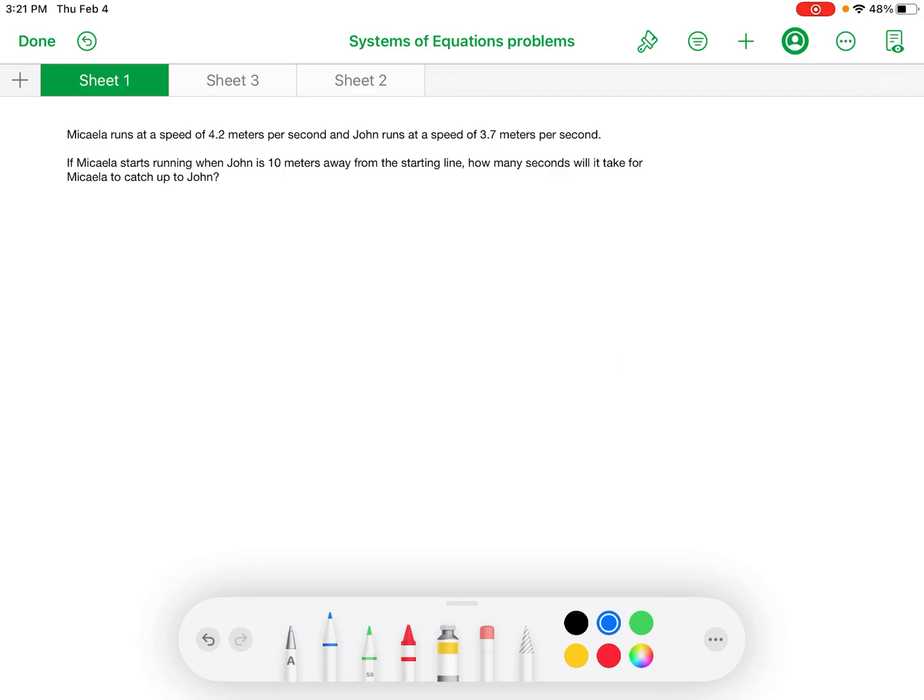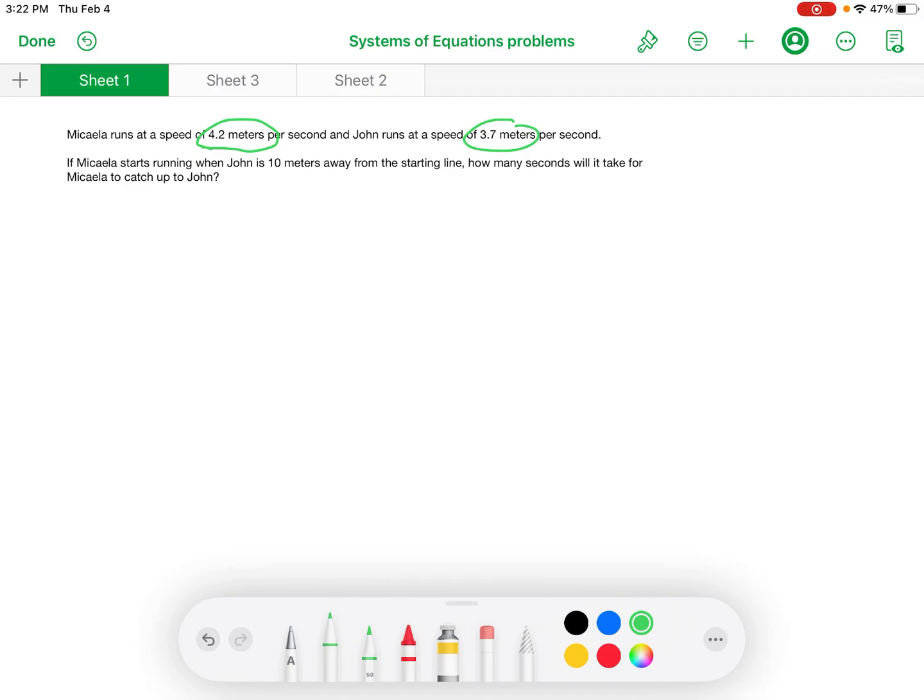Let me switch colors here. So Michaela runs at a speed of 4.2 meters per second. So right away I'm noticing that we have a rate, and John runs at a speed of 3.7 meters per second. So there's another rate, and I've got two different people. So right there I'm probably thinking two different equations.